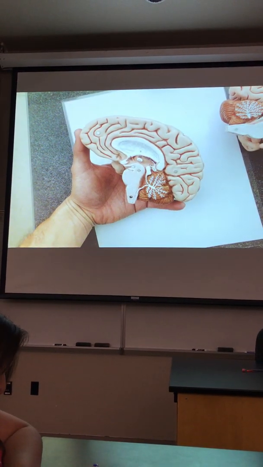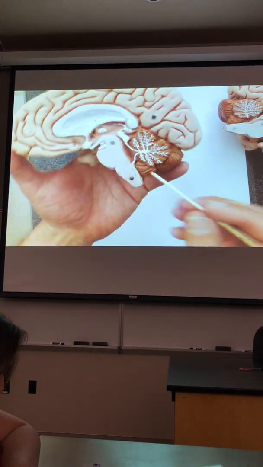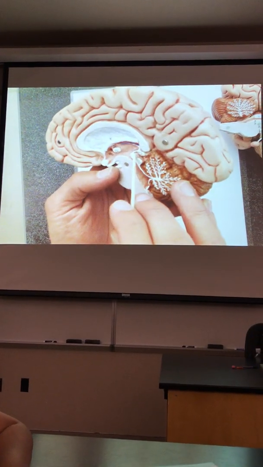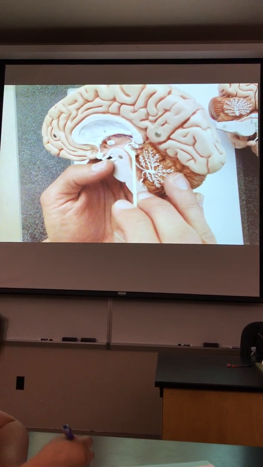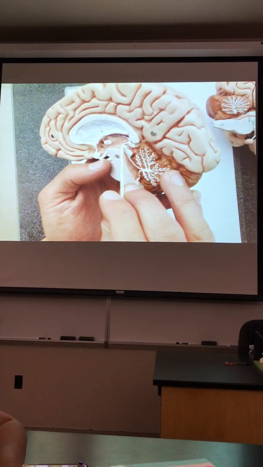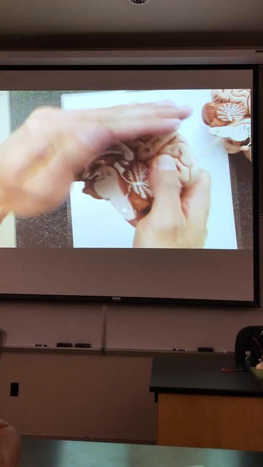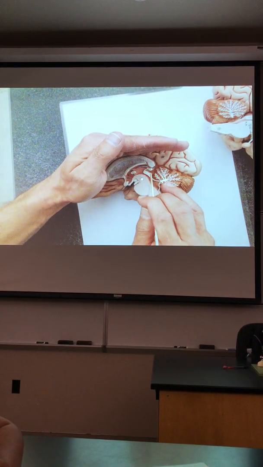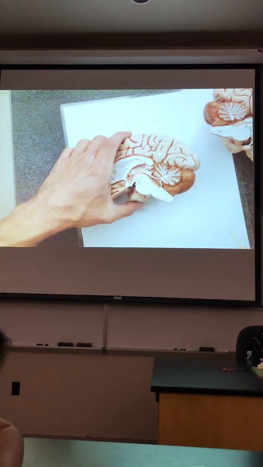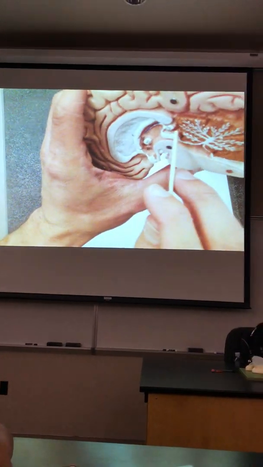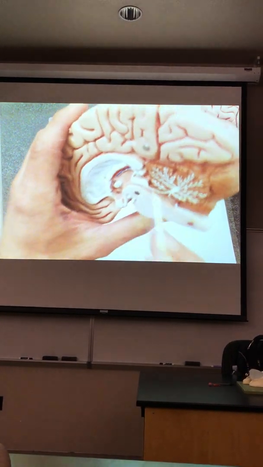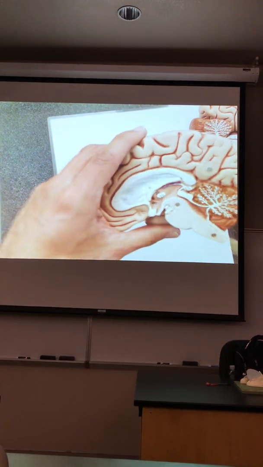Corpora quadrigemina. It's right here. These you can see a lot better on the sheep brain, so we'll go through them on the sheep brain. But superior, actually, you can see that. Superior, inferior colliculus of the corpora quadrigemina. So it's these bumps here. It's not very well depicted on this particular brain, but it is there. Oddly enough, I think that's what showed up on the model was one of the eye, so be aware of that.